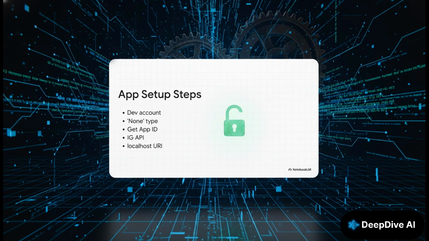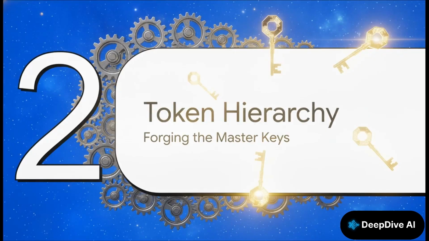Once you're in, you'll secure your unique app ID and app secret from the basic settings panel. From there, just add your required products, like the Instagram Graph API, and set your OAuth redirect URIs to a secure endpoint, like localhost, just to keep things tightly controlled while you develop. Phase 2, token hierarchy, forging the master keys.